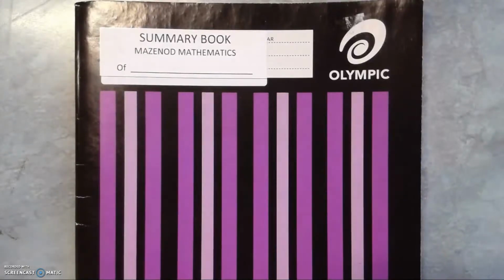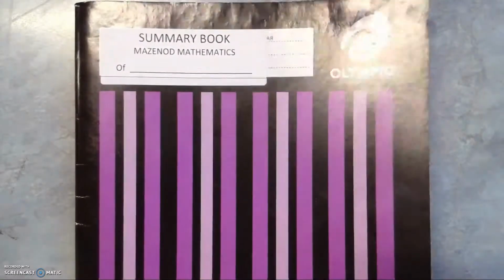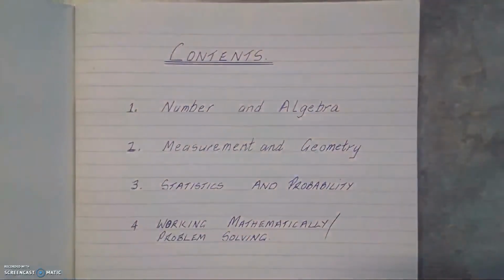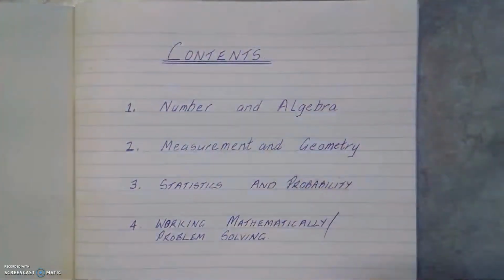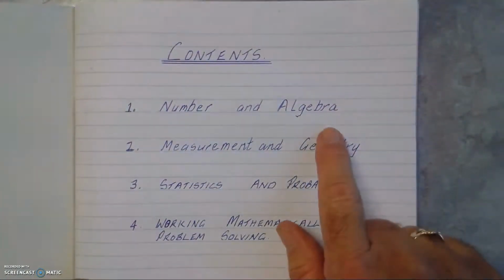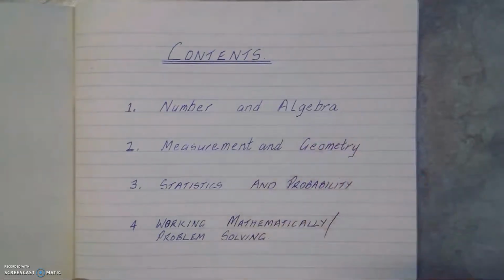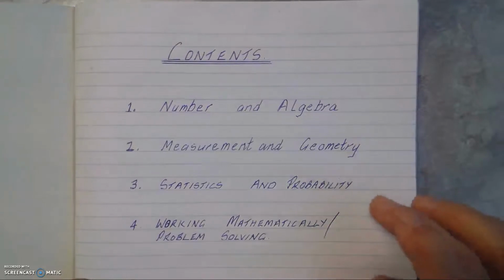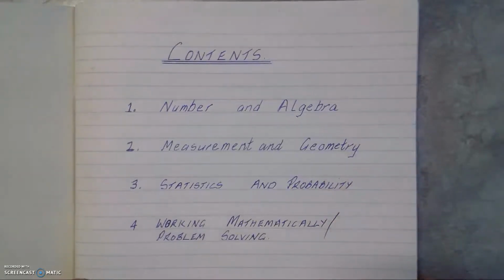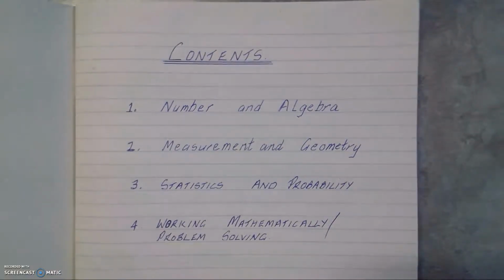Okay, this is part 2 on some ideas of how to set up your summary book. So this is the summary book cover. Now this is the contents page that I've set up. Here I've got it divided into 4 sections. Number and algebra, like I said, measurement and geometry, stats, and then working mathematically or problem solving. They're ones that won't fit neatly into another section.